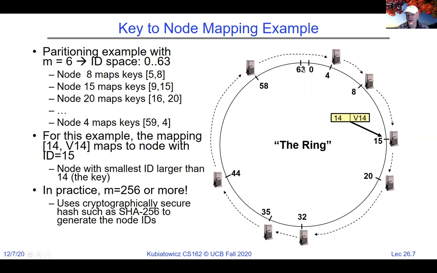Now I want to pause here and see if there are any questions. And like I said, in practice, M is really something more like 256. And so this ring is really big, and these nodes are much more sparsely distributed around the ring.